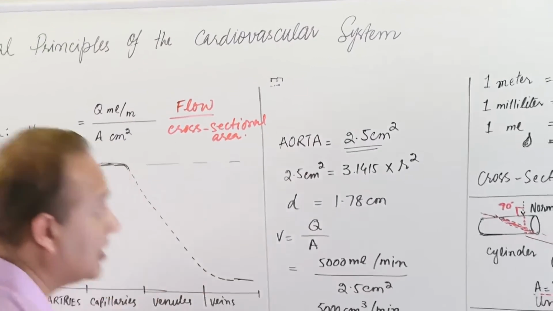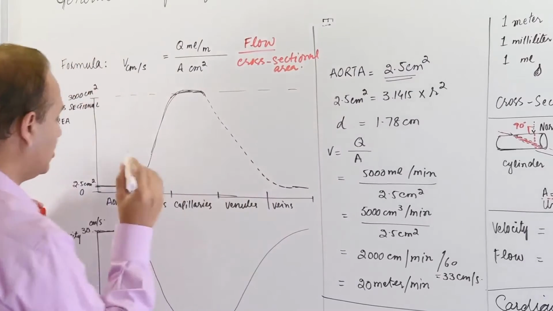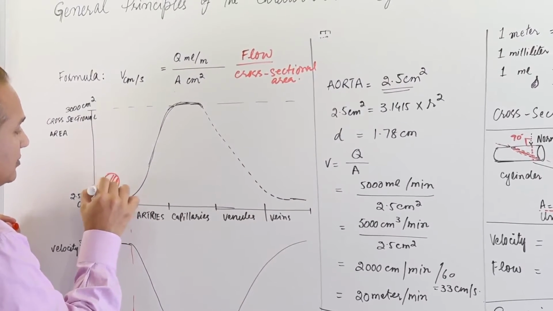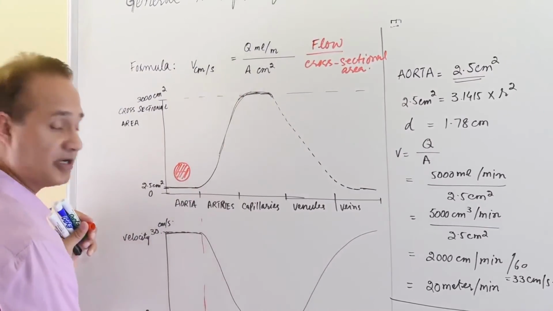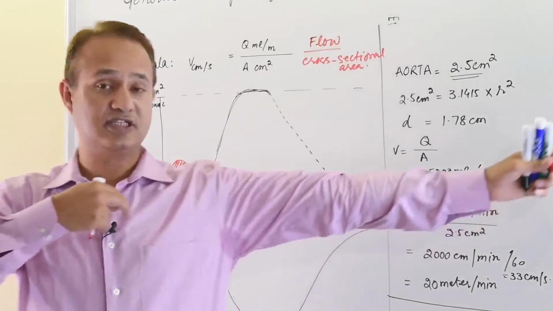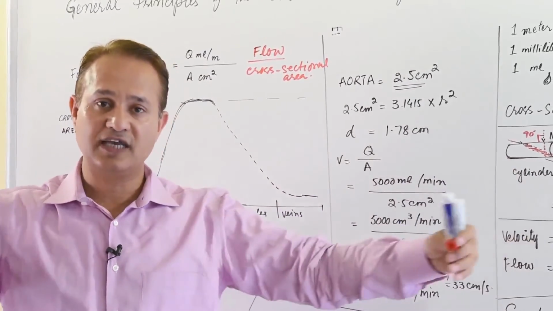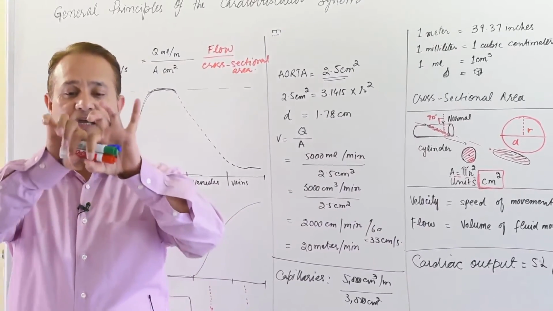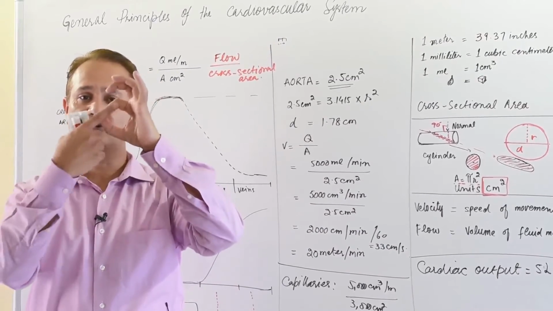The cross-sectional area of the aorta is 2.5 centimeters. That means if I make the aorta here, this is the cross-sectional area, about 2.5 centimeters. However, as we reach the capillaries, the cross-sectional area is this big. Why this big? Because we summate: we take all the capillaries together, put them together, wind a wire around them, and then take them out, and that is the cross-sectional area.